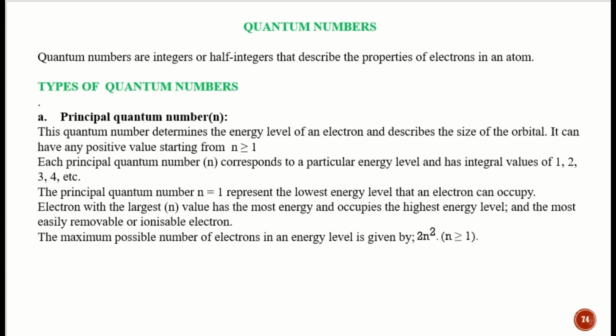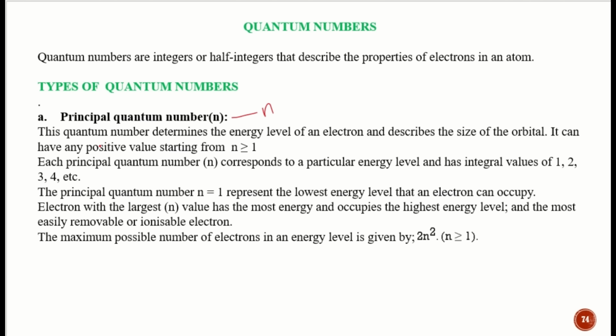Now, the principal quantum number is normally denoted by a small letter n. So when you see small letter n, it stands for the principal quantum number. The principal quantum number helps determine the energy level of an electron and also describes the size of the orbital. So it will tell you the energy level of the electron and the size of the orbital.